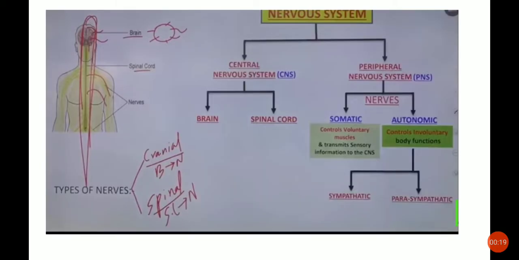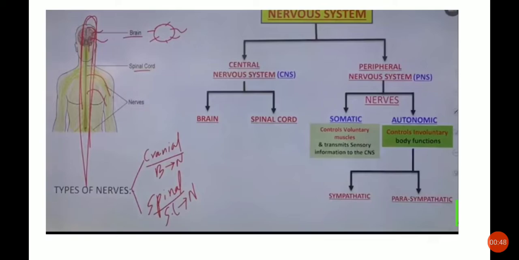So this is a quick recap. There are two types of nervous system: one is the central nervous system and the other is the peripheral nervous system. The central nervous system consists of the brain and spinal cord. Again, in that there are two types of nerves, cranial nerves and spinal nerves. Cranial nerves come from the brain and spinal nerves come from the spinal cord.